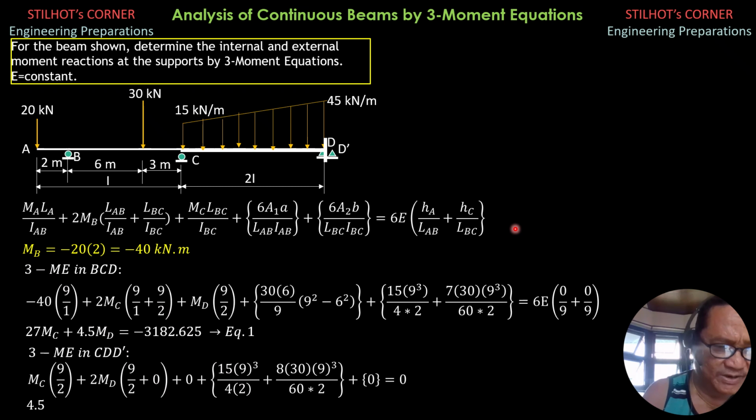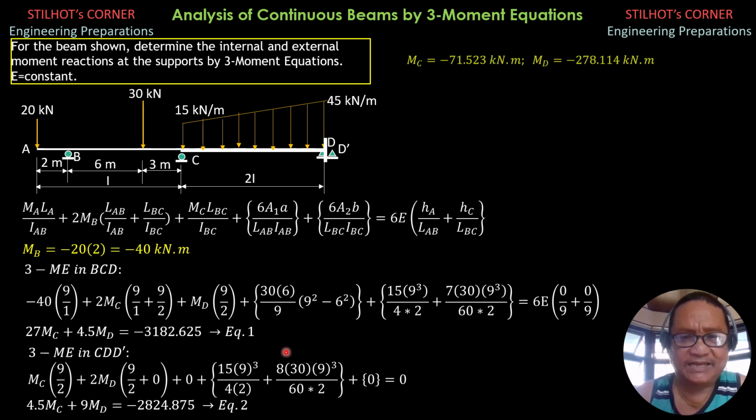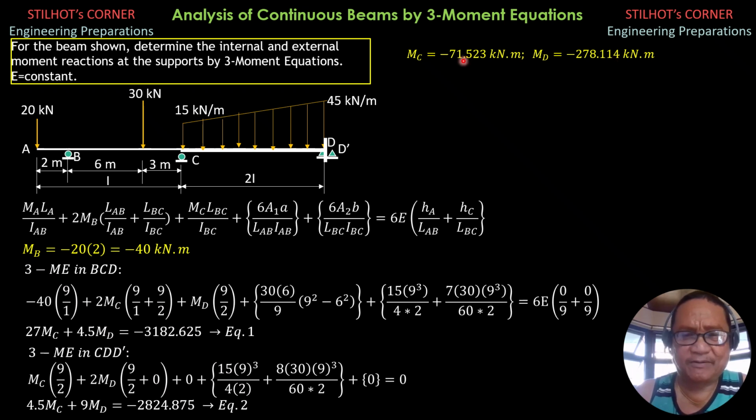Simplifying this equation, we have 4.5 MC plus 9 MD equals negative 2824.875, and let's call that equation 2. Solving these two equations simultaneously, we now have our answers for internal moments at C and D. MC is negative 71.523 kilonewton meter, while MD is negative 278.114 kilonewton meter. Having found these moments, we now apply them here.